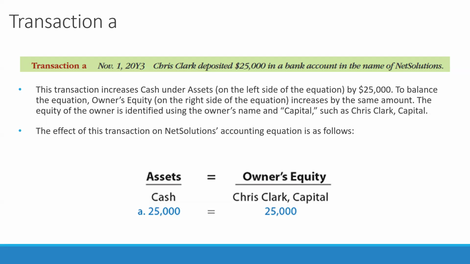Transaction A: Chris deposits $25,000 into the bank account of Net Solutions. So Net Solutions is the business entity, and that's going to increase assets and increase owner's equity by the same amount. And as you can see, we have transaction A, and the little A just indicates that it's transaction A.